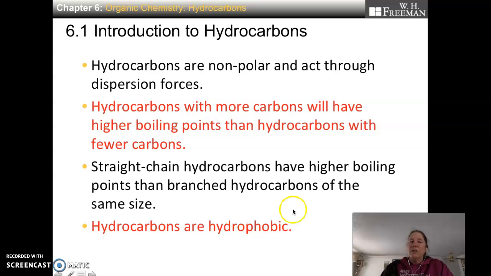And they're also hydrophobic. Remember, phobic? They're afraid of water. I don't really think they're afraid of water. They just don't like it. So they tend not to be attracted to water, which, again, is polar, while hydrocarbons are nonpolar, so they're not impressed with water. They don't really like to hang out with water.